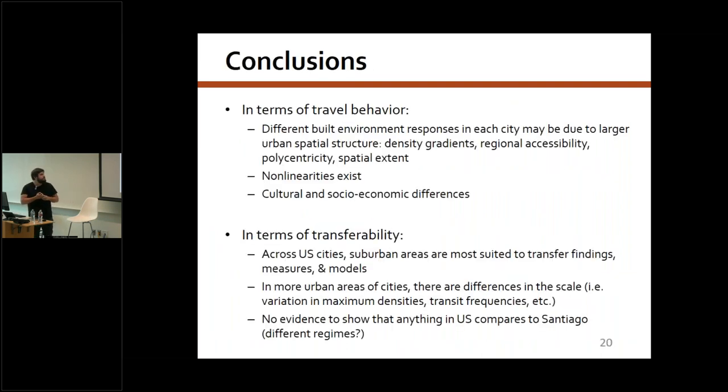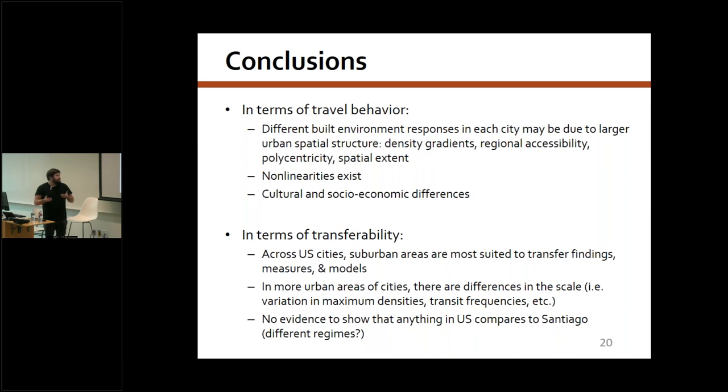So our conclusion is that in terms of child behavior, the response to the built environment depends on the larger urban structure. It's like thinking about the map of Los Angeles and the map of Santiago and seeing how they are different, so the response is different. We have evidence to say that non-linearities exist, and that at lower density it is more linear, and after that we don't know.